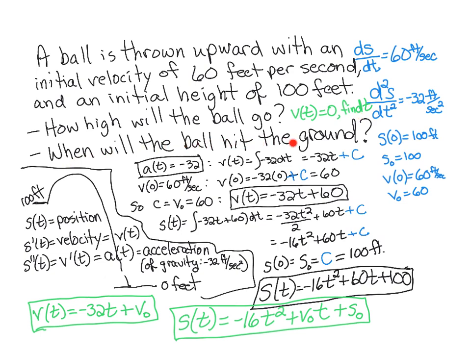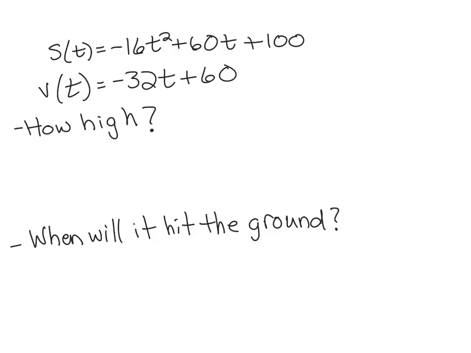Next question, when will the ball hit the ground? Well, what's the position when it hits the ground? Position equals 0. So I'll have to set this function equal to 0 and find the time that it takes for it to smash on the ground. We're going to do all of this in the next page. Okay, so we have our position function and our velocity function. When we find how high it goes, we're going to take the velocity because the ball stops at the top, right? Set that equal to 0 and find the time.